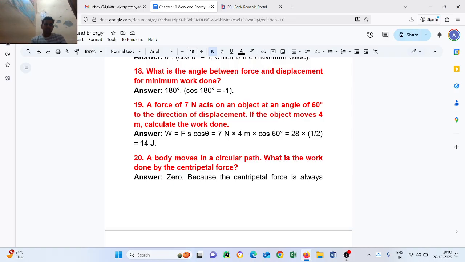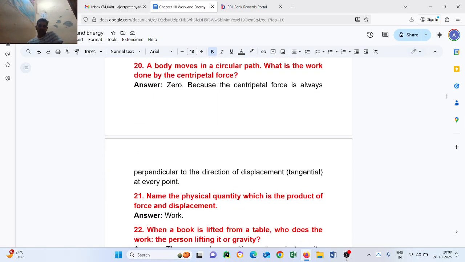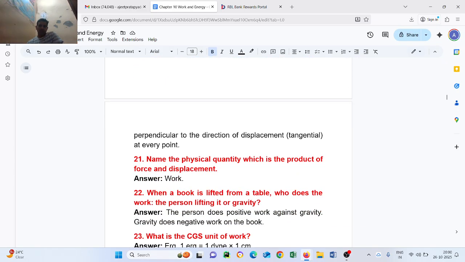Question number 20. A body moves in a circular path. What is the work done by the centripetal force? 0, because the centripetal force is always perpendicular to the direction of displacement, tangential at every point.